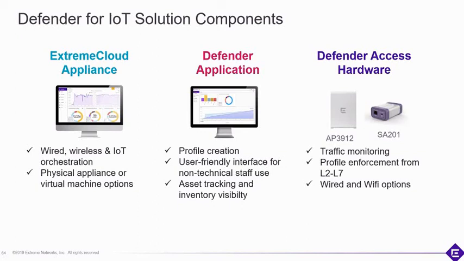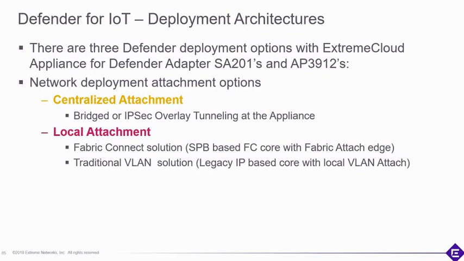So you have a wired IoT device you can connect to this. The AP will provide the wireless, so you can provide policy layer 2 to layer 7, right? So these are the three components that you need, right? So how is a deployment architecture? You have a centralized Extreme Cloud Appliance that manages all this, and then you can actually do bridge or over IPsec, right? Or you can connect to a Fabric Connect solution or traditional VLAN.